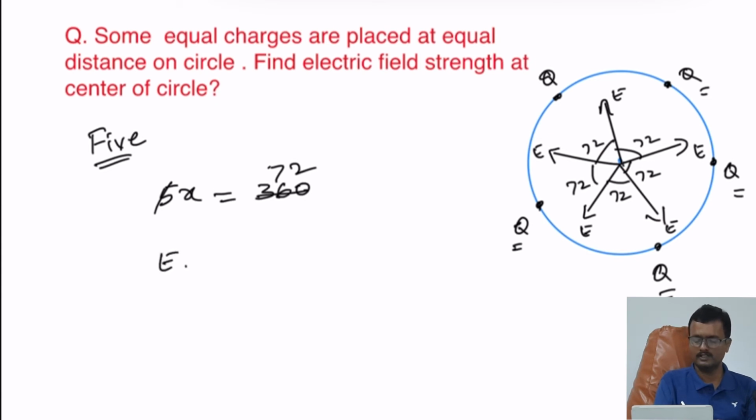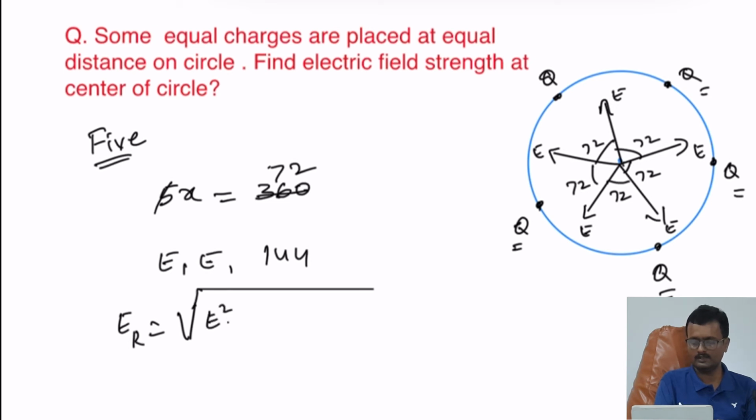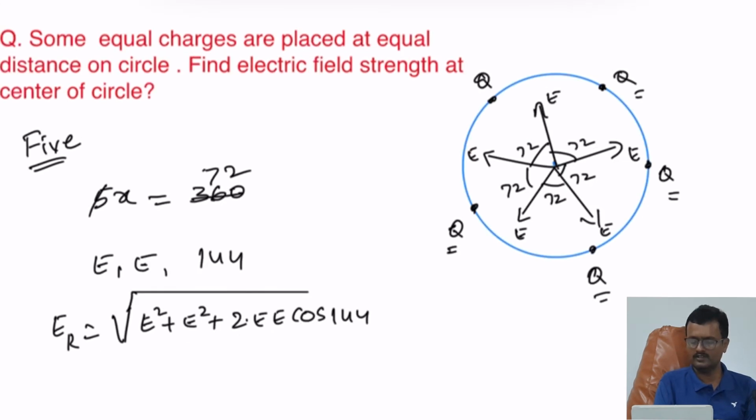So their magnitudes are E and E, and the angle between them is 72 plus 72, that is 144. So the resultant of these two vectors is equivalent to the square root of E square plus E square plus 2 into E into E cos 144. 2 into E into E, that is 2E square. E square plus E square, 2E square. Taking 2E square common, we get 1 plus cos 144.